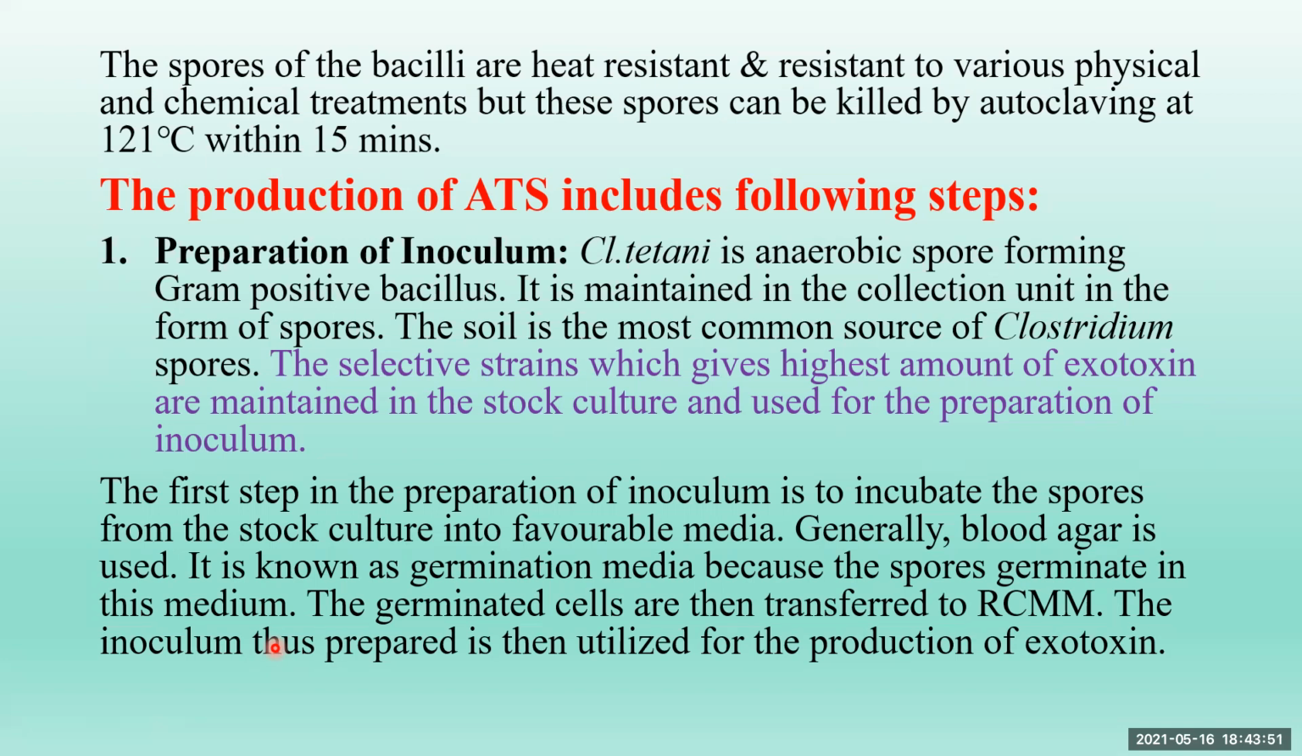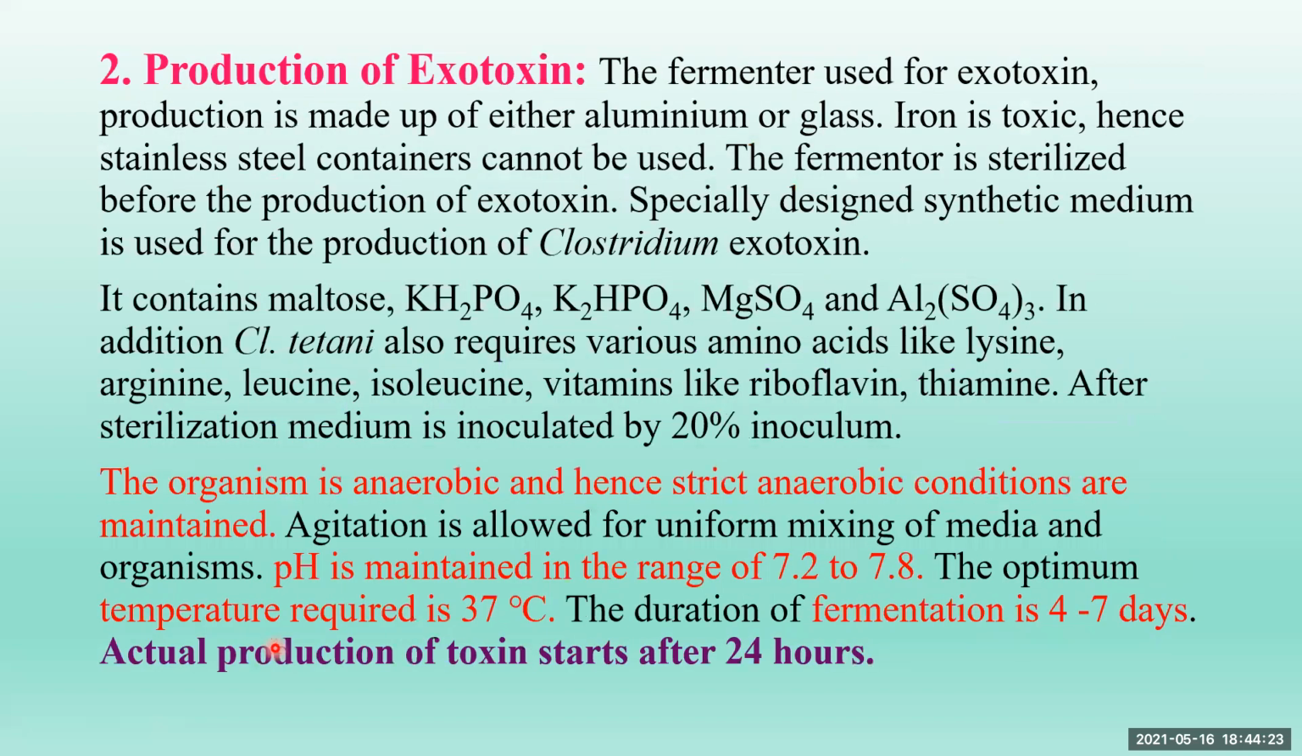the preparation of inoculum. The first step in the preparation of inoculum is to incubate the spores from the stock culture into a favorable medium. The spores are allowed to undergo germination in a favorable medium. Generally, we use blood agar. It is known as germination medium because the spores germinate in blood agar. Once the spores germinate, they are transferred to RCMM, Robertson's cooked meat medium. The inoculum thus prepared is then utilized for the production of exotoxin.